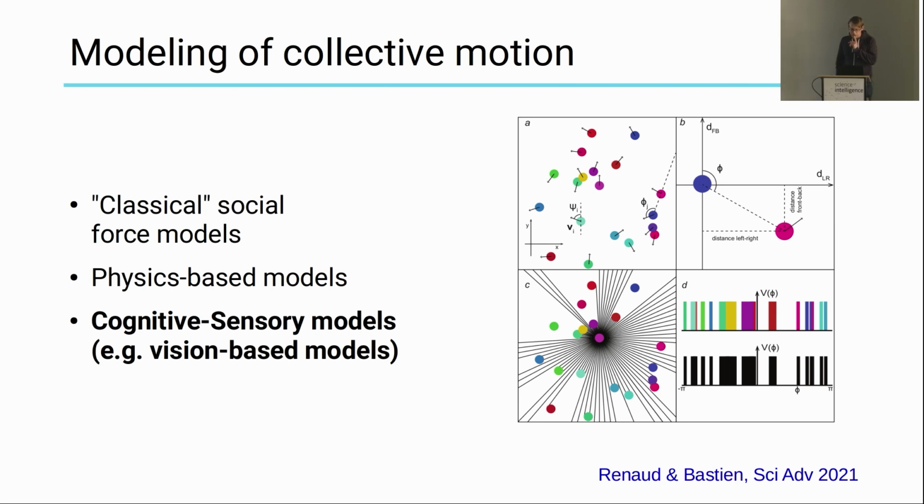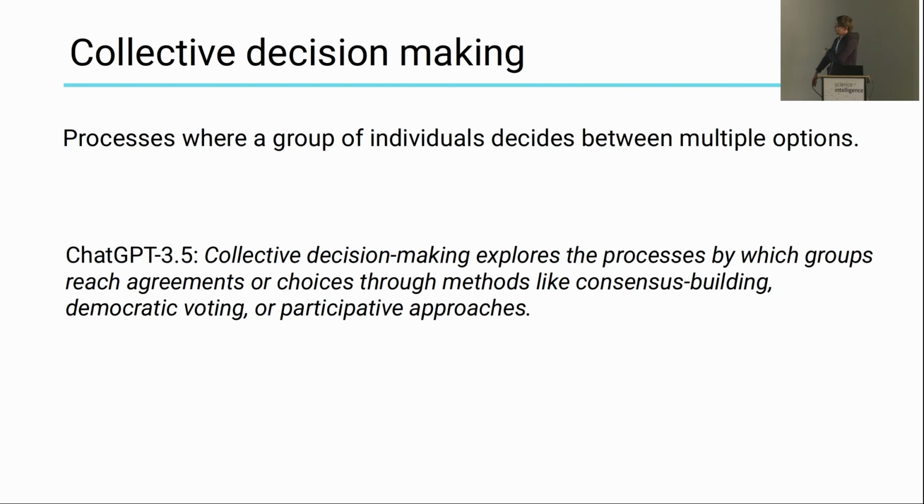Okay, so far for collective motion. What about collective decision making as a second type of collective behavior? So what is it, first of all, how we define this? It's basically a process where a group of individuals decides between multiple options. And this is, again, a definition by ChatGPT. It's a bit more specific than what I wrote above here. It says, okay, collective decision-making explores the processes by which groups reach agreement or choices through methods like consensus building, democratic voting, or participative approaches. So it already alludes a little bit to the mechanism.